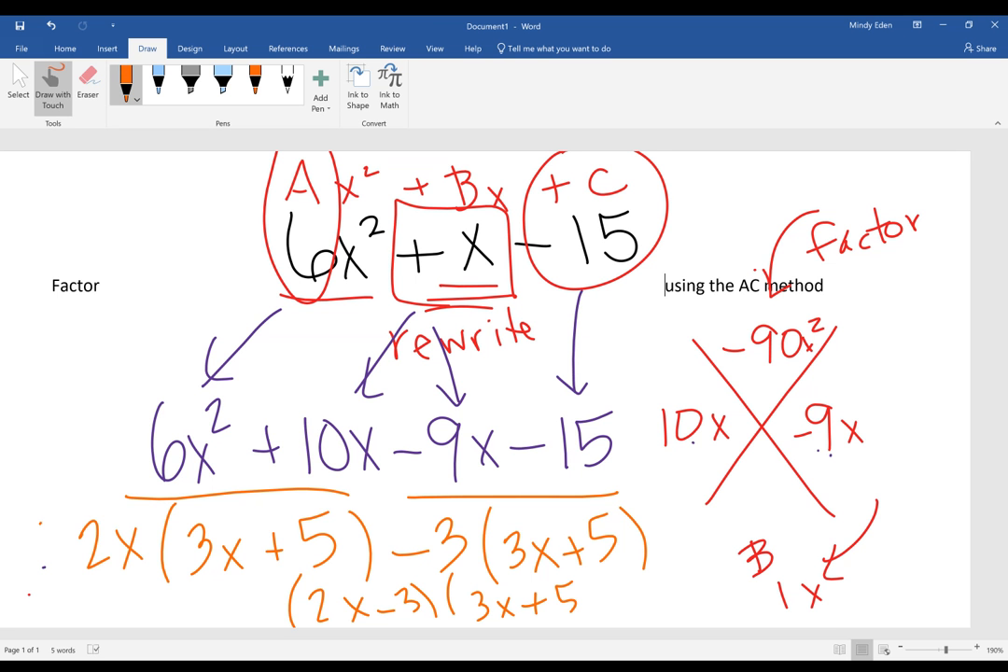So when you do a trinomial that doesn't have the first coefficient as 1, you actually do the AC method, you rewrite it to do grouping, and you factor it by grouping. And that's it.